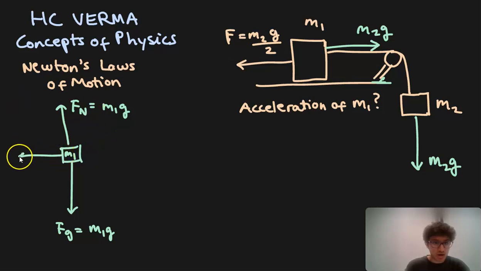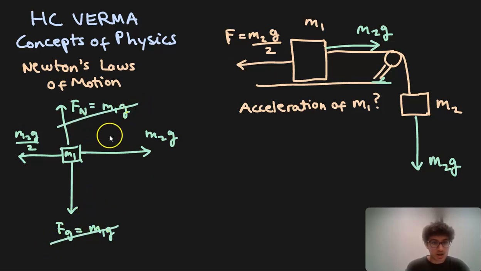Then we've got this over here, which is m2g over 2. And then over here we've got this, which is just m2g, right? So this force and this force will cancel out, and the net force is going to be m2g plus negative m2g over 2, because that's in the other direction. So the net force is going to be m2g over 2 in the rightwards direction. That's the force. We want to find the acceleration of m1.